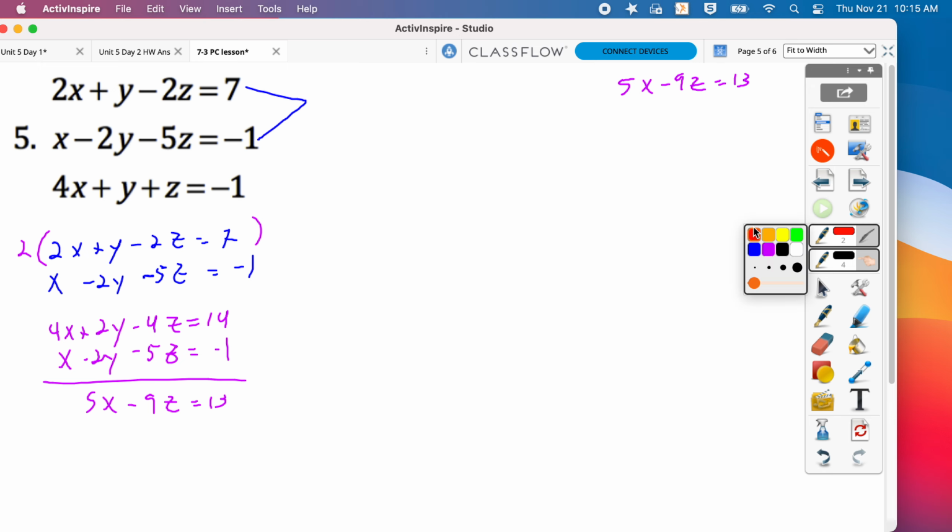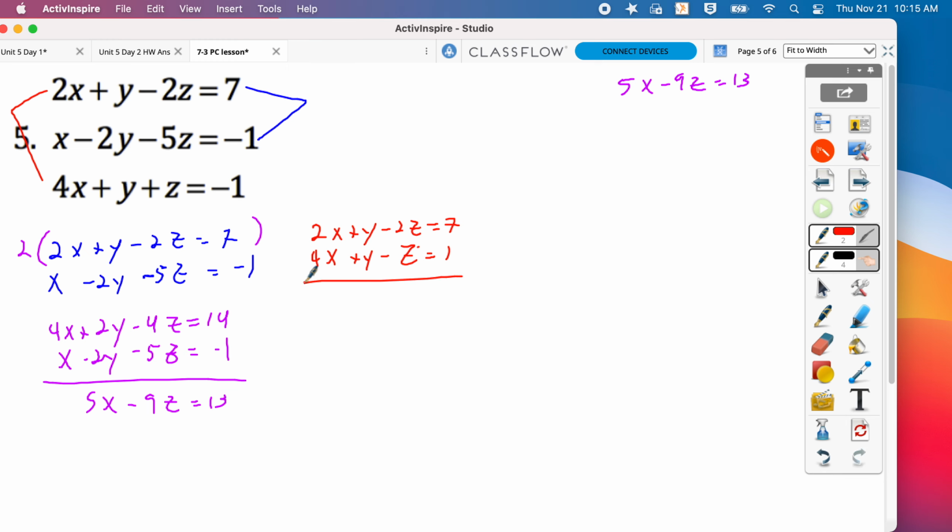Now I'm going to go back over here and look again. All right, what other two do I want to use? Let's use the top and the bottom. 2x plus y minus 2z equals 7. 4x plus y minus z equals 1. And again, it doesn't matter which ones you choose. Whatever you think is going to work the best. All right, so if I want to get rid of the y's, let's multiply the top one by a negative 1. If you did the bottom one, you'll still get there.